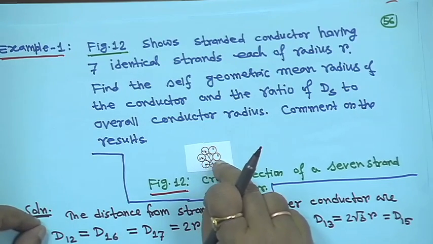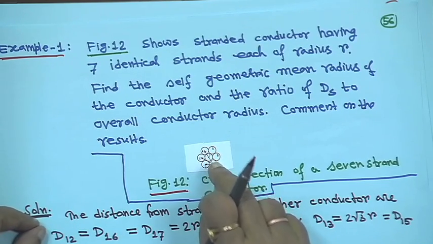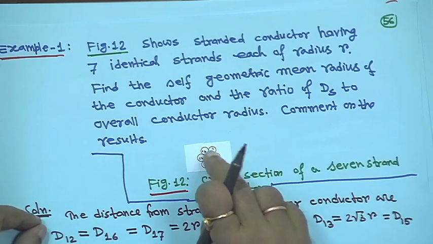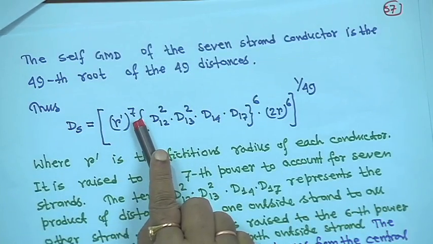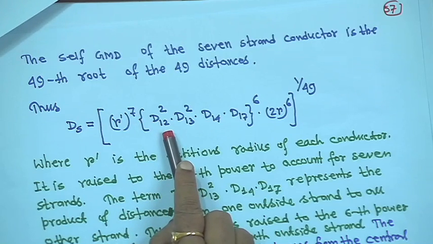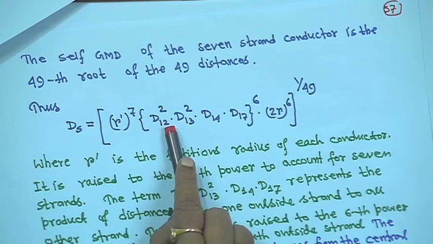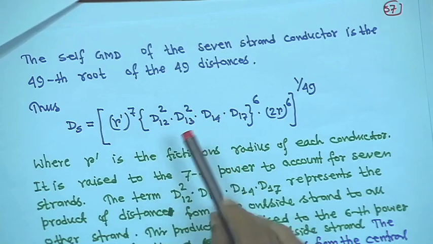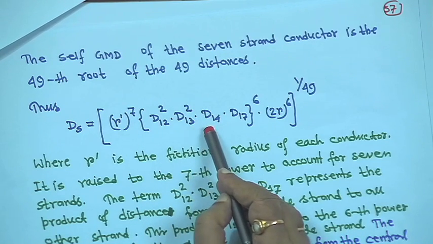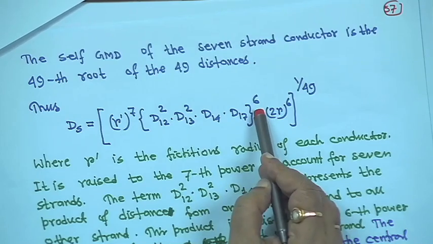if you take the fictitious radius of each one as r dash. So, including the central one, 7 conductors are there. So, it should be r dash to the power 7 first, right. Next, I am making d12 square, it has to be repeated 6 times, because look, I have written d12 square, I will explain each one, then d13 square into d14 into d17 to the power 6, right.